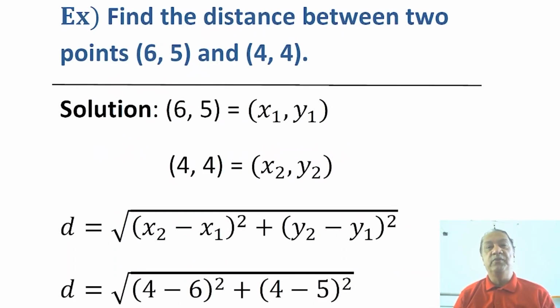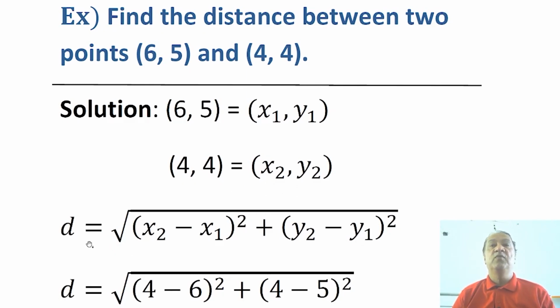Now let us move on to another very important concept, distance formula. Now let us solve some problems based on the distance formula. The first we will take: find the distance between 2 points (6, 5) and (4, 4). Now here we will take 6 and 5 as x1, y1. This means x1 is equal to 6, y1 is equal to 5, and 4, 4 as x2, y2. That is x2 is equal to 4 and y2 is equal to 4.